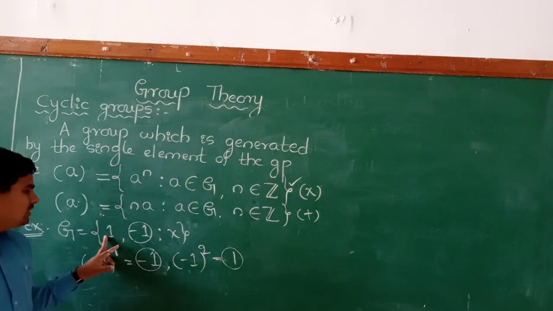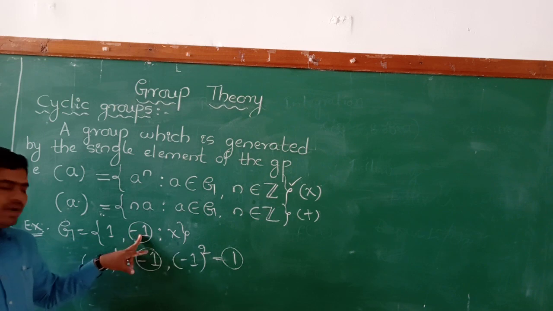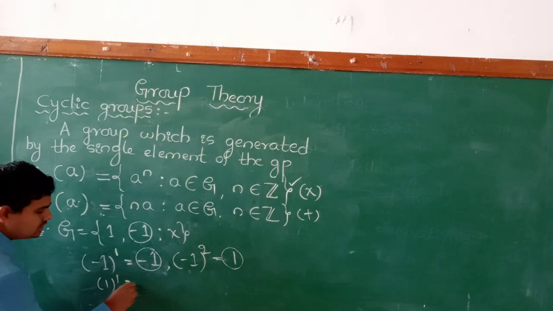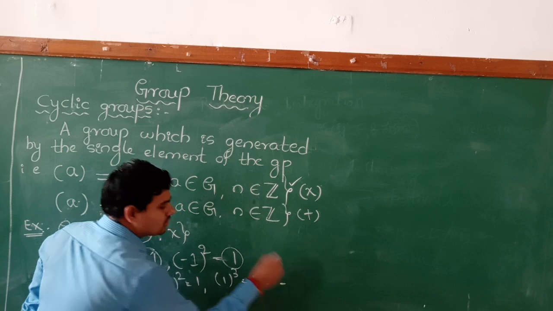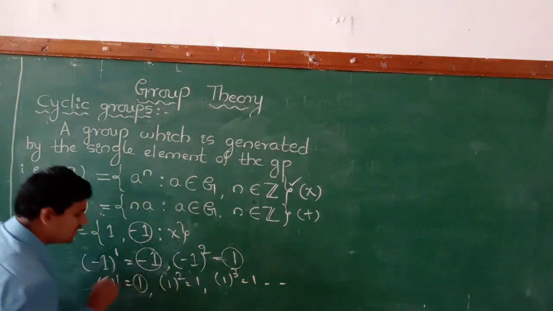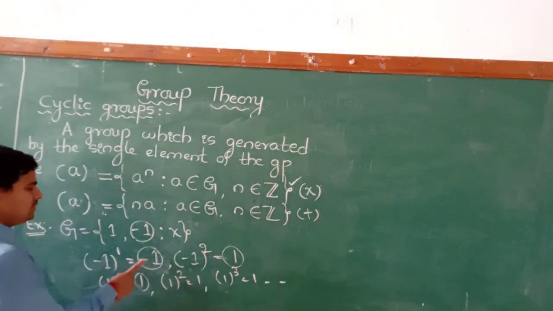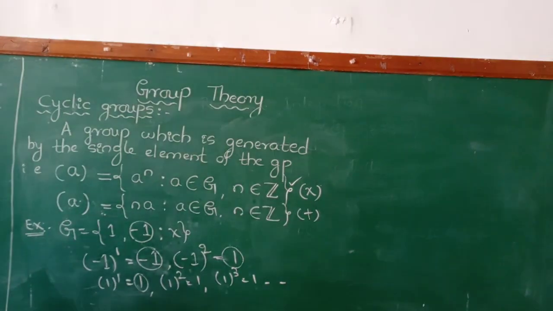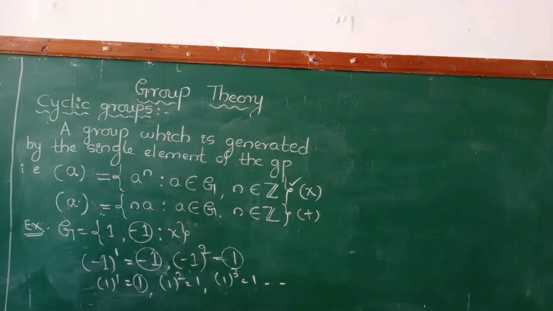But in the case of 1, that is not possible. We call -1 a generator, but +1 is not a generator. If you take any integer, 1 raised to 1 is 1, 1 raised to 2 is also 1, 1 raised to 3 is 1, and so on. We cannot get -1. We just get a singleton set, that is {1}. -1 is not present. Therefore, -1 is called the generator of this group G, because it generates both the elements present in the group G. I will take one more example.